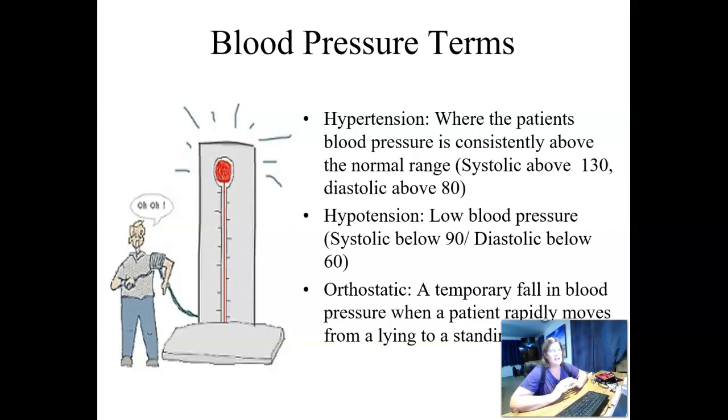It's actually orthostatic hypotension. It's a temporary fall in blood pressure when a patient rapidly moves from a lying to a standing up position. When you are lying down, your blood is fairly evenly distributed through your body. When you go to stand up, you have valves throughout your blood vessels that close off, so it keeps the blood from dropping from the torso and from your head all the way down to your legs. It keeps your body even and distributed.